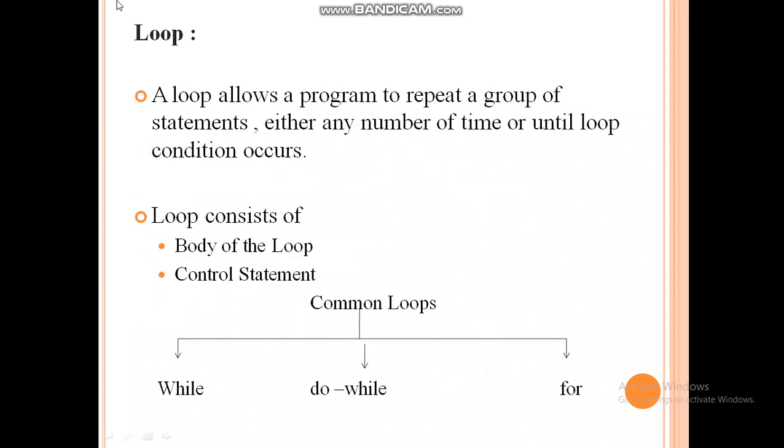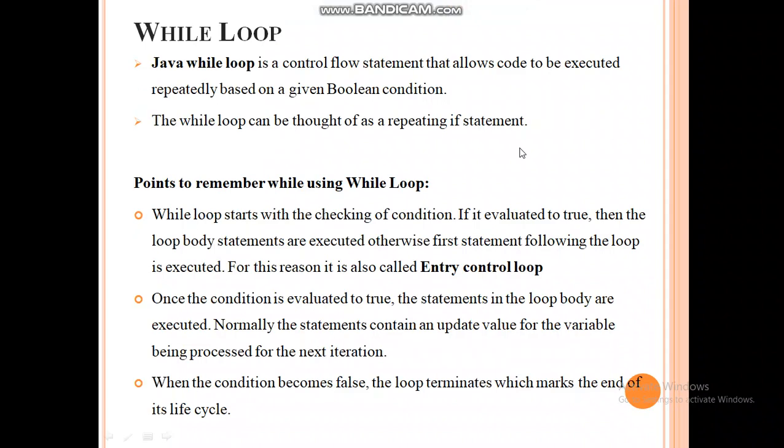Next one, decision branching and looping. A loop is used to repeat a group of statements any number of times or until some condition occurs. A loop consists of two parts, the body of the loop and the control statement. There are three common loops in Java: while, do while, for. The while loop is called an entry control loop. Once the condition is evaluated true, the statements in the loop body are executed. When the condition becomes false, the loop terminates, which marks the end of its life cycle.